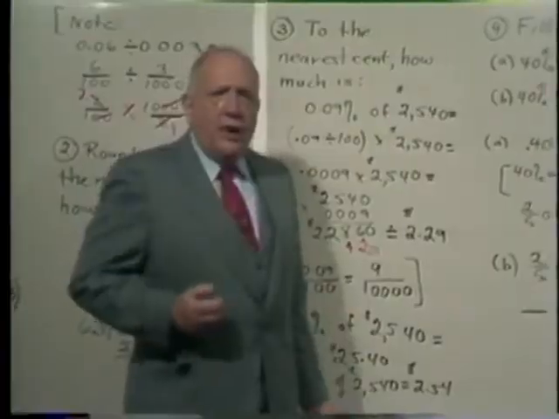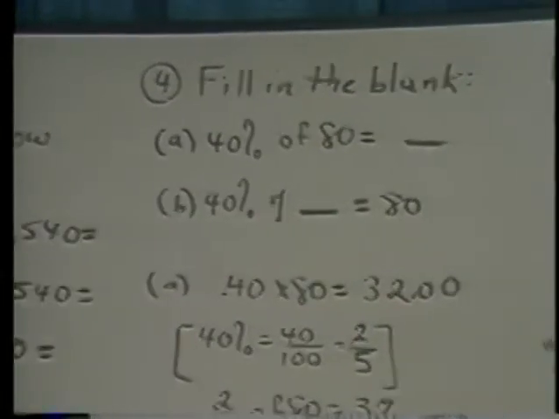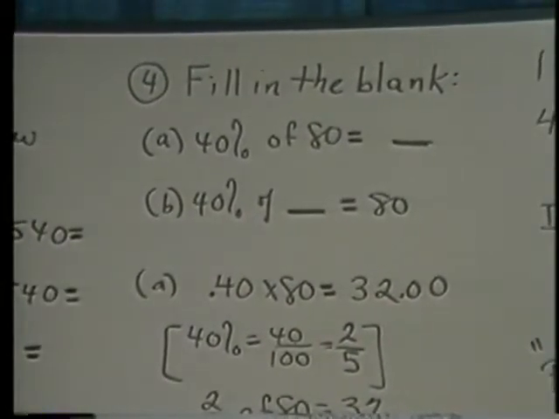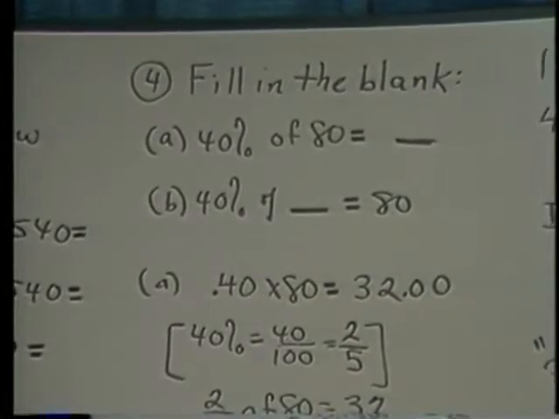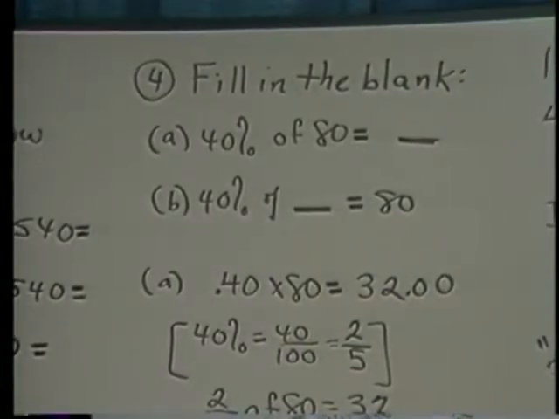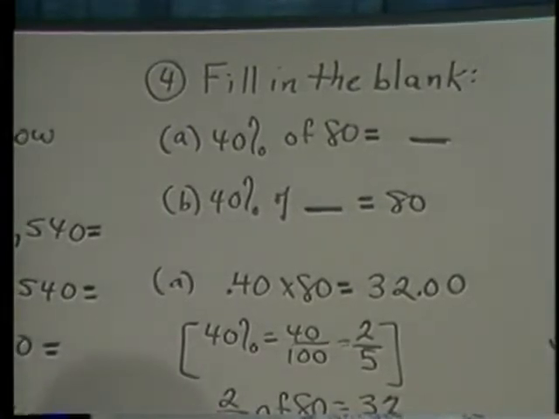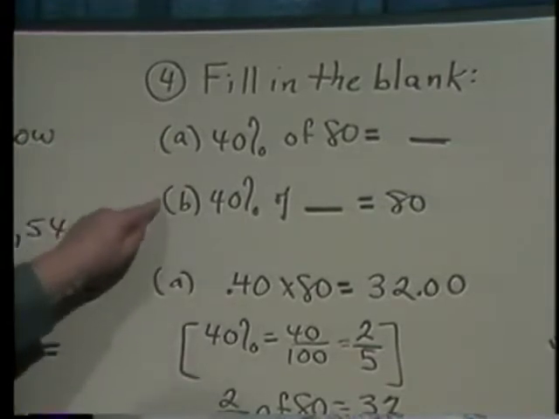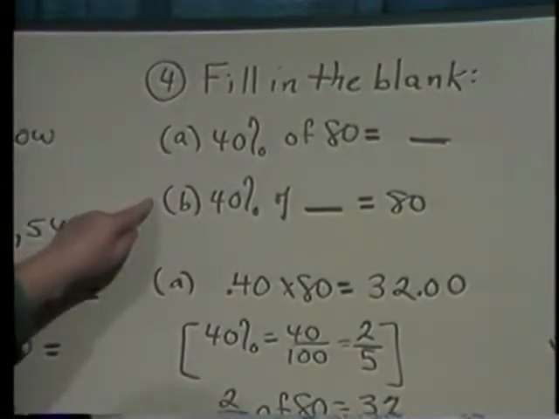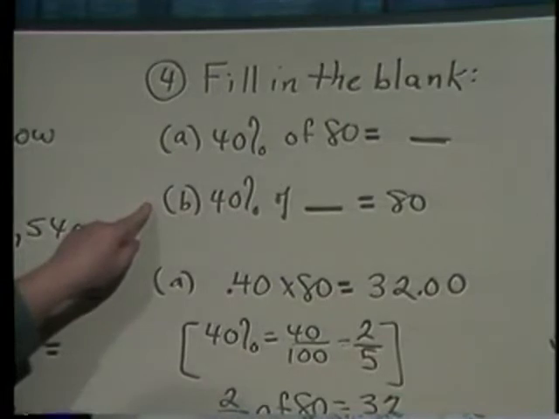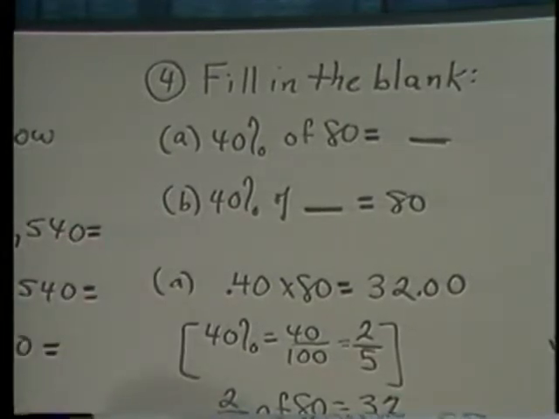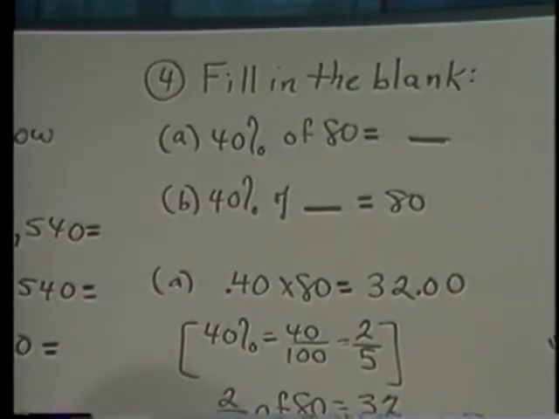Problem number 4 is again designed to remind you that whether you're dealing with decimals or anything else, you have to keep track of when you're dividing and when you're multiplying. Problem number 4 says, part A, how much is 40% of 80? Part B says 40% of what number is 80? If you're memorizing, notice how close these two problems seem. And yet they're completely different.